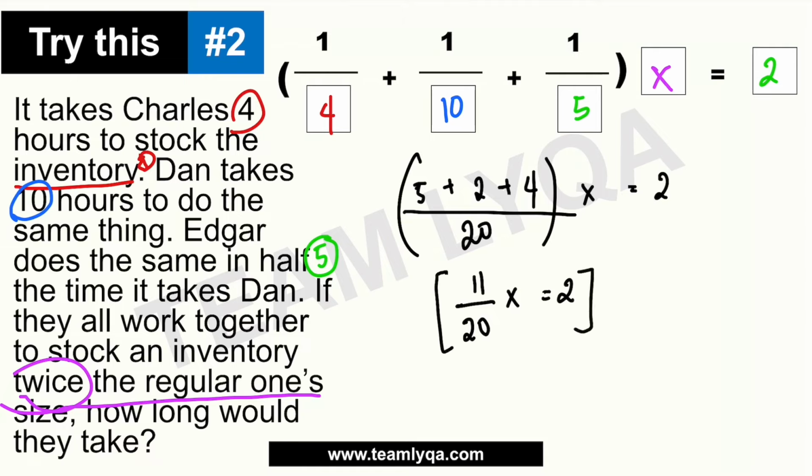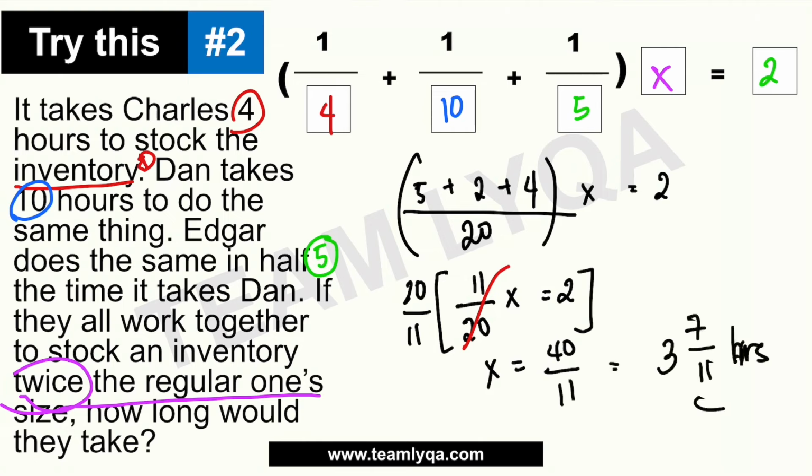Multiply in both sides by the reciprocal, 20 over 11. Makakancel natin ito. We will be left with X is equal to 2 times 20 over 11 or 40 over 11. Okay? So ang magiging sagot natin would be 3 and 7 over 11 hours.